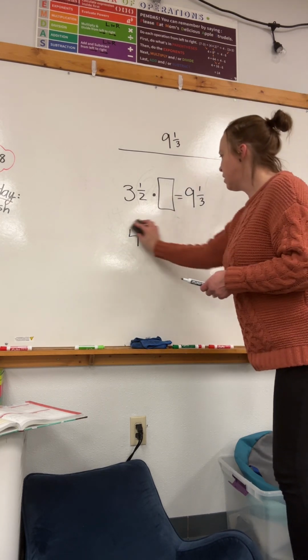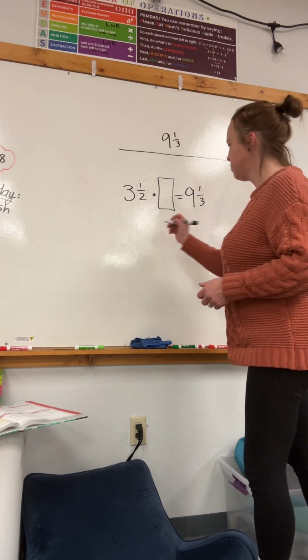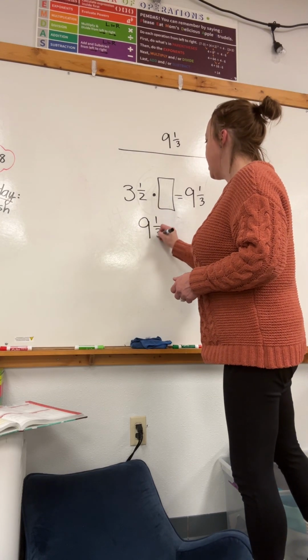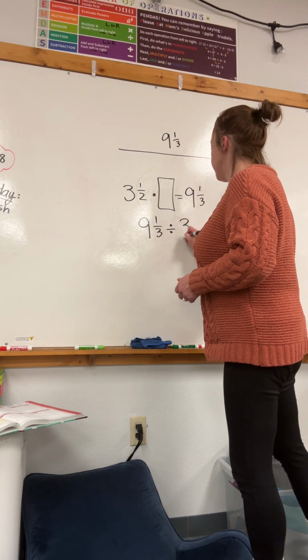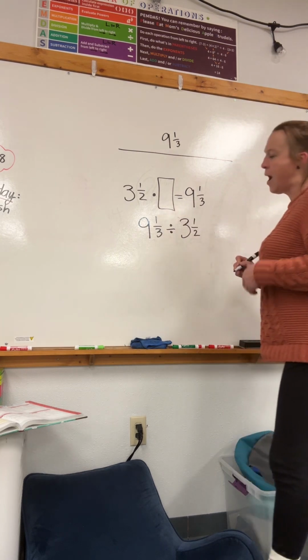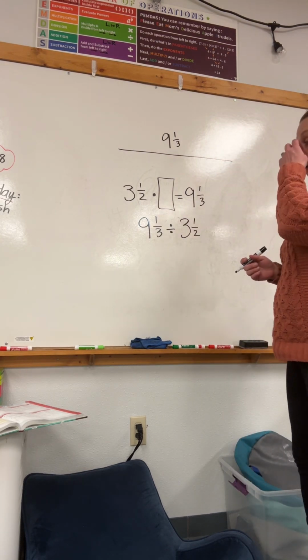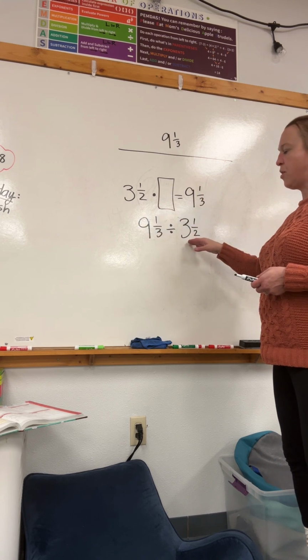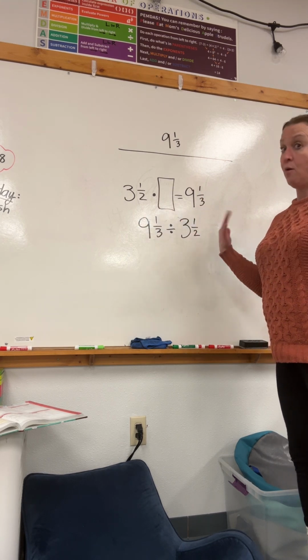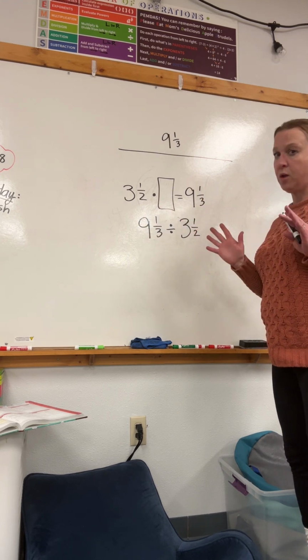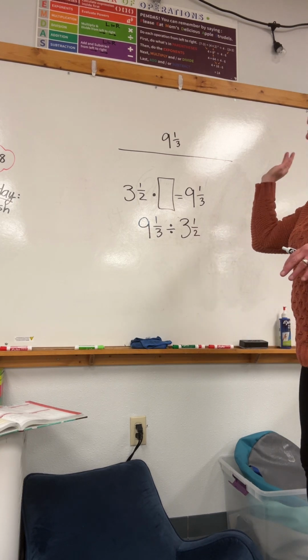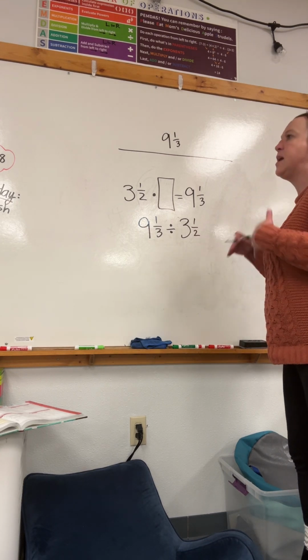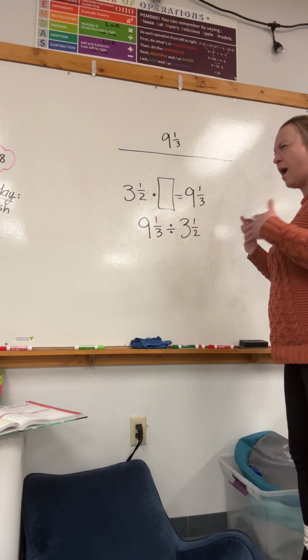So let's do that. 9 1/3 divided by 3 1/2. Now, I'm going to just look at this and think to myself, all right, I see that it's like 9 and a little bit divided by 3 1/2. I know my answer is going to be around 3 somewhere. So if I come up with a really crazy answer, I'm way out of the range of it even making mathematical sense. So I know it should be around 3 somewhere.